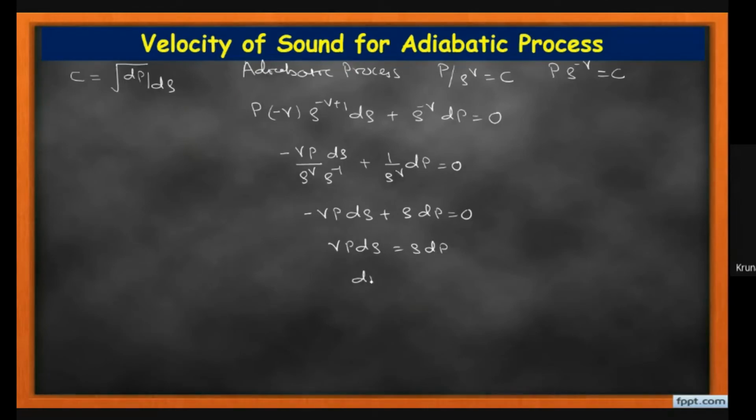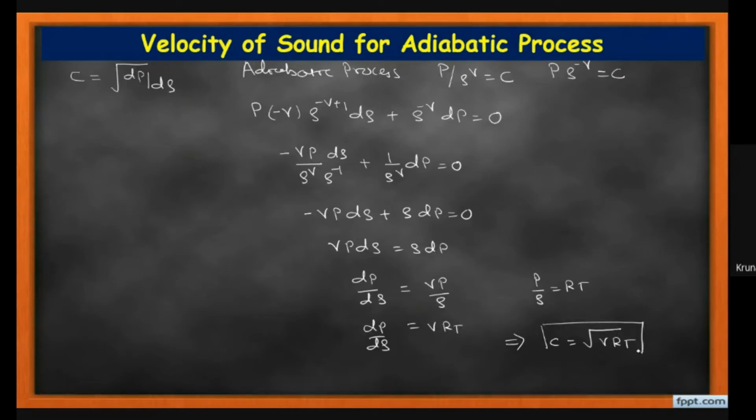Now we make the subject dp by d rho. So we get the expression gamma p divided by rho. Now we know that p by rho equals RT, so we put that in over here. So it becomes gamma RT equals dp by d rho. Now we put the value of dp by d rho into this expression, so we get C equals the square root of gamma RT. And this is the expression of velocity of sound for adiabatic processes.